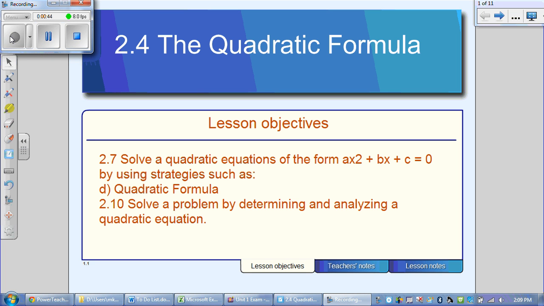There's actually a really easy way to do that. It's called the quadratic formula. And all you do is you take the numbers, you plug them into a formula, and you're going to actually get your zeros or your x-intercepts. So that's what we're doing today.